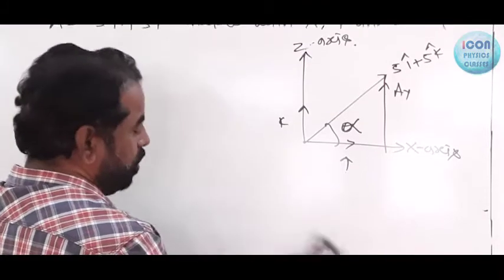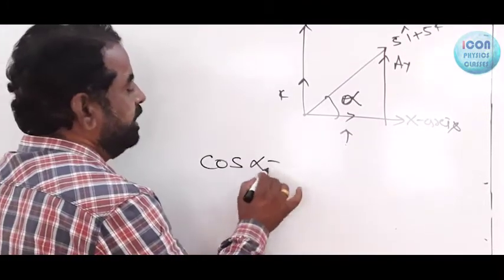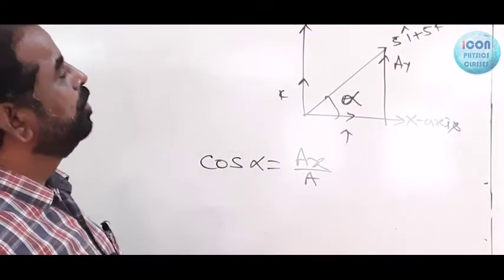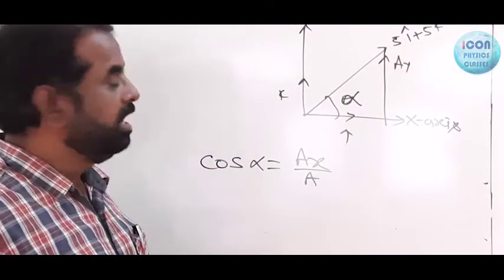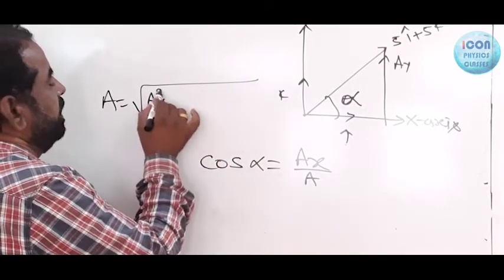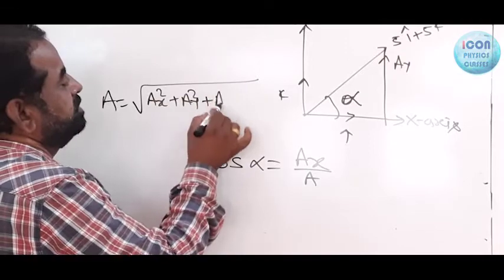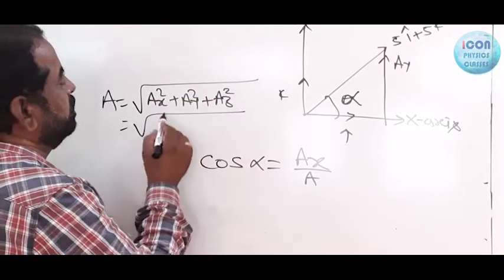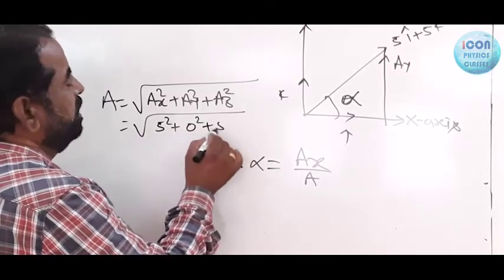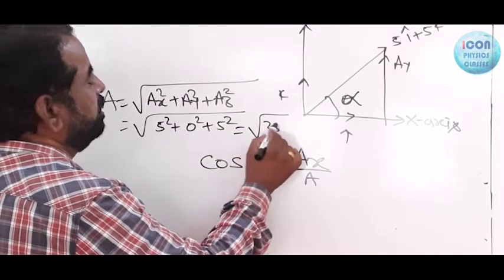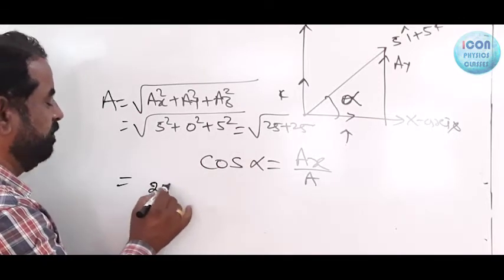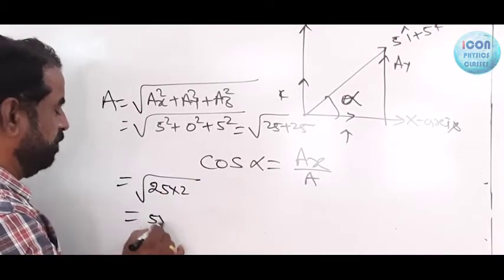What is here? Cos alpha is equal to ax upon a. What is ax? Coefficient of x-axis. And what is a? First find the magnitude of vector a: ax square plus ay square plus az square. That is equal to 5 square plus 0 square plus 5 square, which is 25 plus 25, that is 25 into 2, and that is 5 root 2.